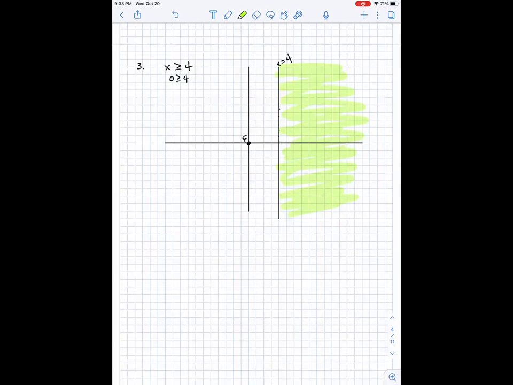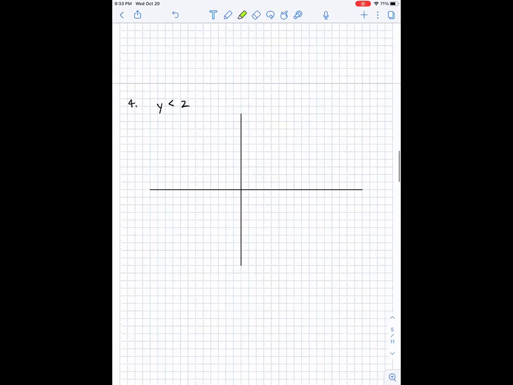Last one of the opener, y is less than 2. Very similarly, y is 2 regardless of the x, which means I've got a line that's horizontal. I'm going to use a dotted line here because it's less than. It shows that the line is not included in our solution.